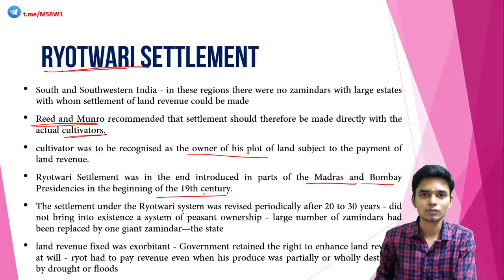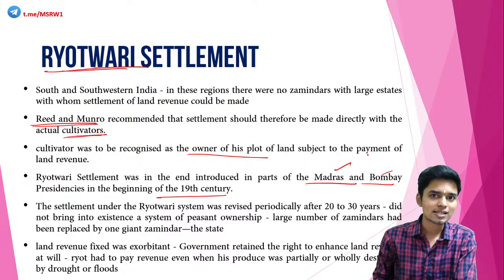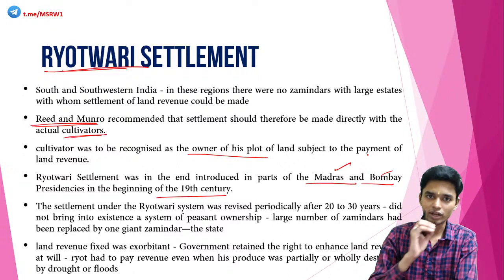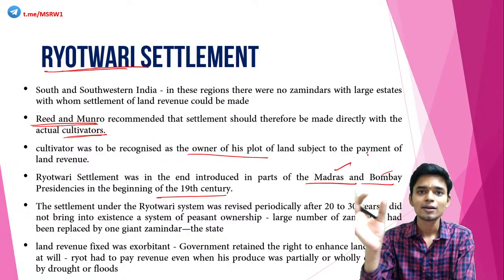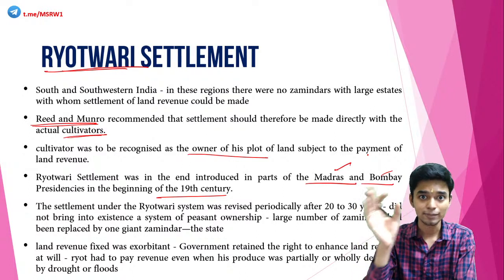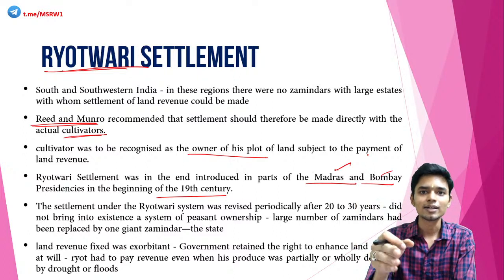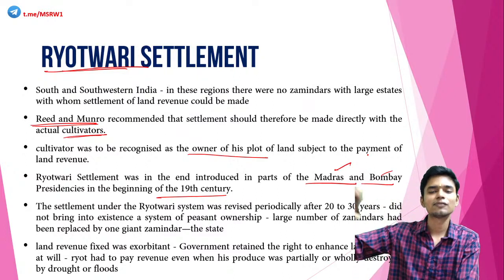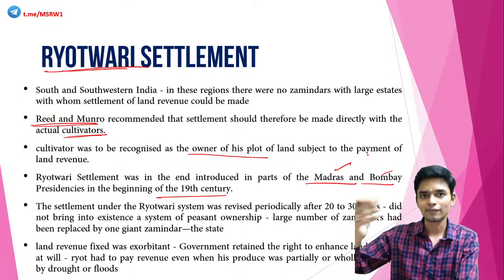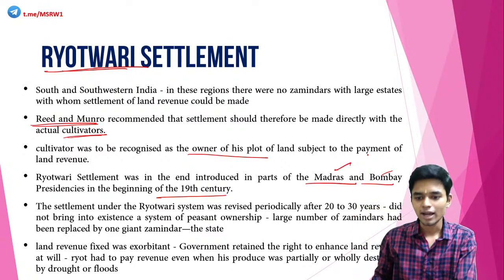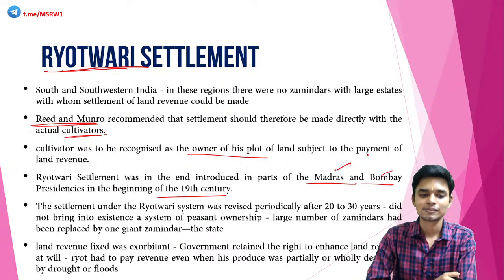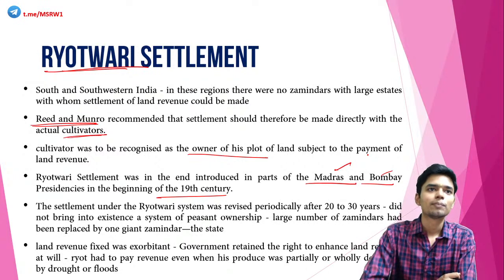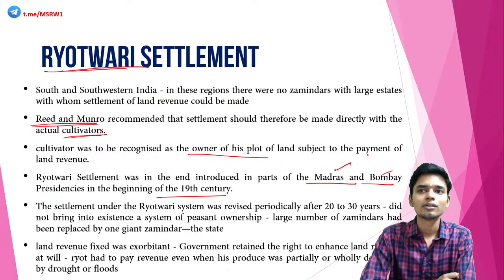It started in South and Southwest India. It was also introduced in the Madras and Bombay presidencies at a later period. But unlike the permanent settlement system where the tax collected was fixed forever, where exorbitant rates were collected but still the rate was fixed forever, in the ryotwari settlement the tax was not fixed forever. There were periodic reviews after every 20 to 30 years. After the end of 20 to 30 years, there will be a review and the tax rates will be revised accordingly. Clear?